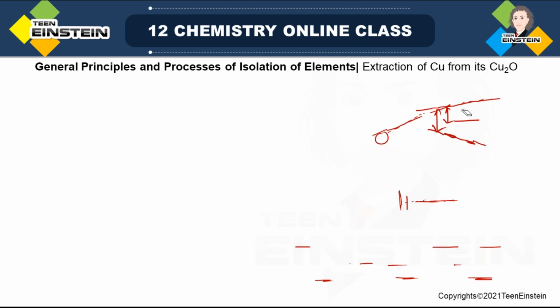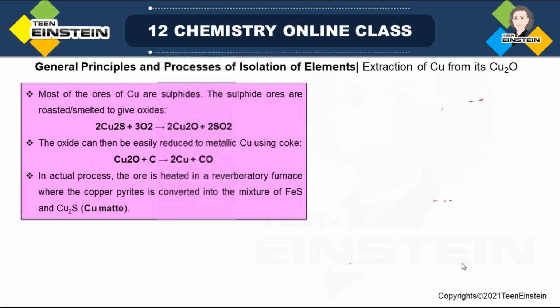Next, the actual processes that are done for extraction. Most of the ores of copper are actually sulfide ores, not oxide. But sulfide ores can be roasted or smelted, which is basically the conversion to the oxide form in presence of oxygen. Now this oxide can be easily reduced to metallic copper by using coke. Remember the Ellingham diagram that we have seen, we have already understood why carbon is a better reducing agent. So finally it is converted to metallic copper.